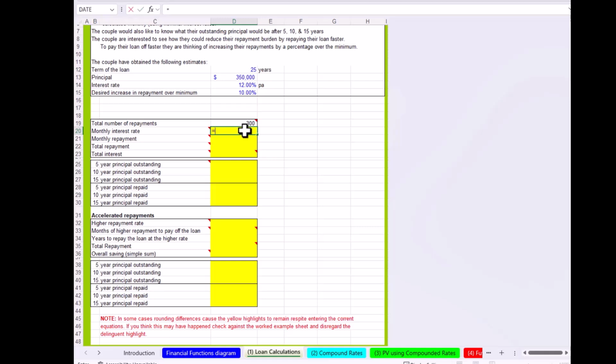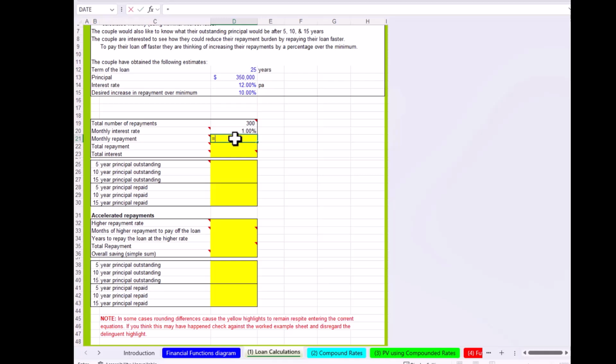Likewise, the monthly interest rate. Here the monthly interest rate is simply going to be the annual interest rate divided by 12 months. Now this is the simple nominal monthly interest rate, and I use nominal interest rates because that's what banks use when they're working out loan calculations. It actually makes the banks a little tiny bit more money than if they were to use effective interest rates, but most borrowers don't notice and the banks are quite happy.